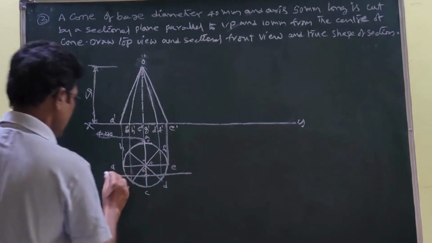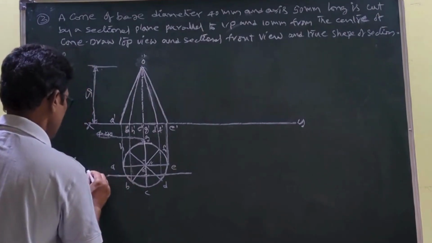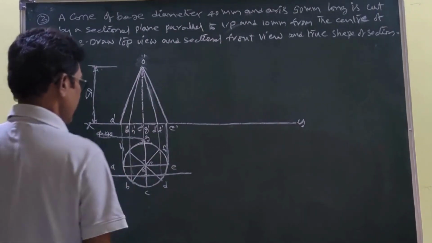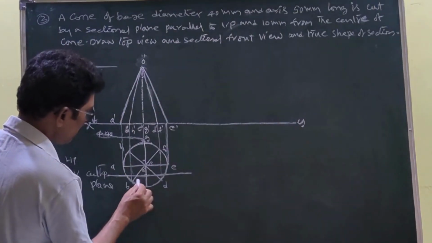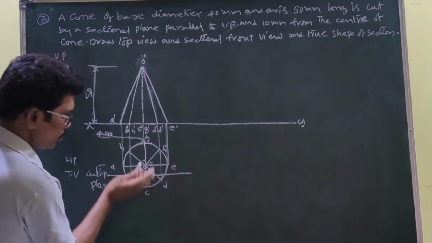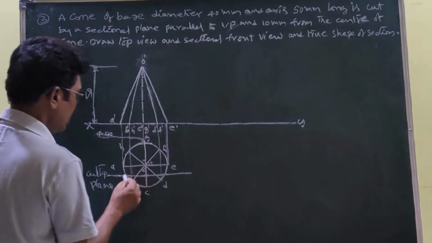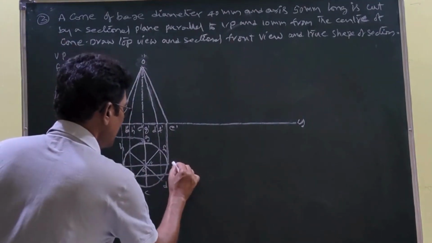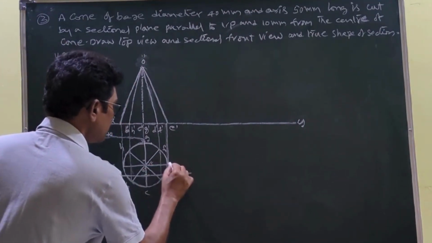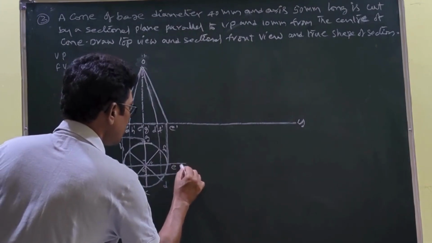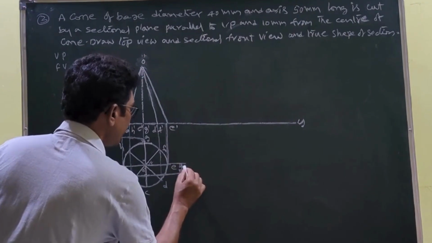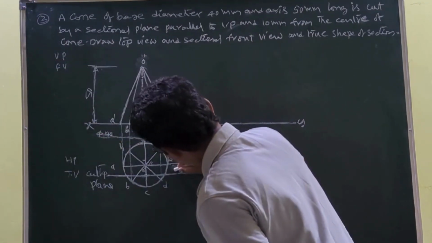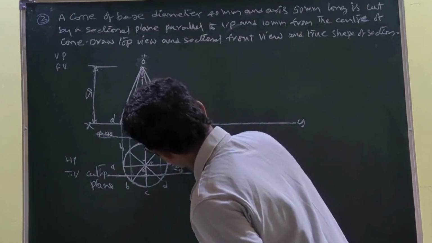Okay, this is the cutting plane. Therefore this part is to be removed. Then from this cutting plane, this is 10 mm from the center. So therefore this is 10 mm. E is 10 mm. This is the E point.